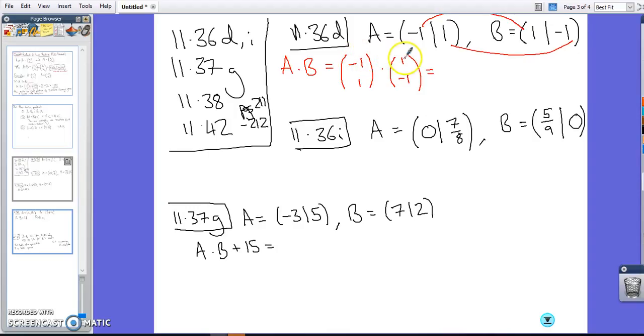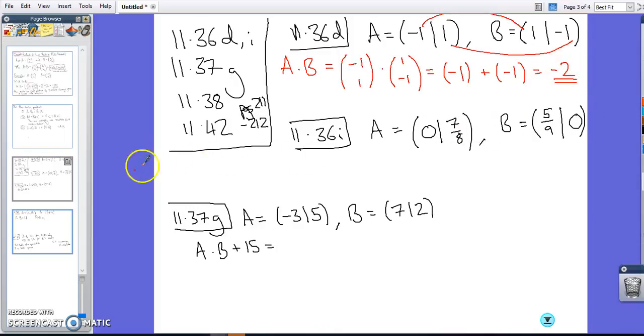So we have -1 times 1, which of course gives us -1 as our first component, plus 1 times -1, which of course again gives us -1. So we have -1, take away another 1, which gives us -2 as our scalar answer.